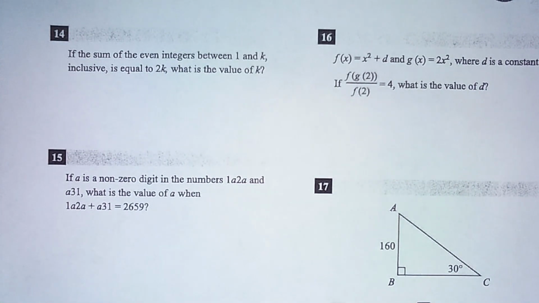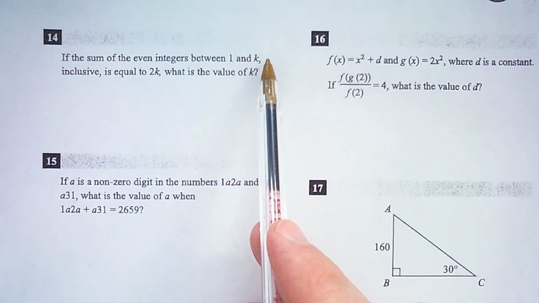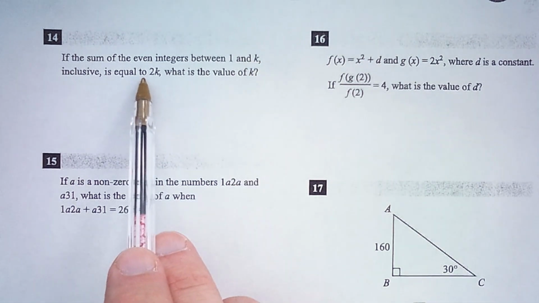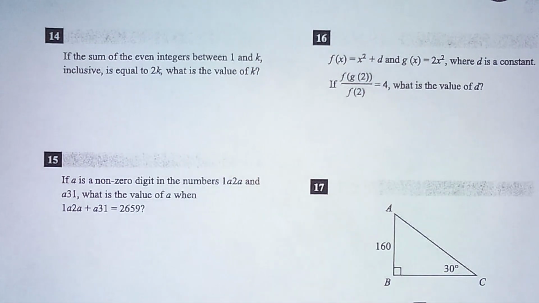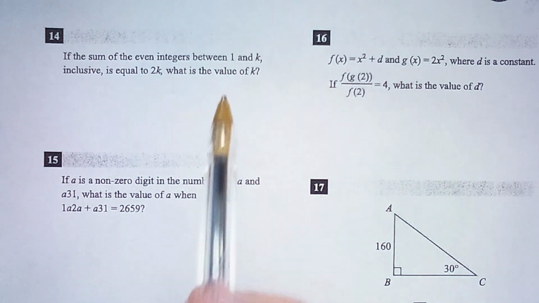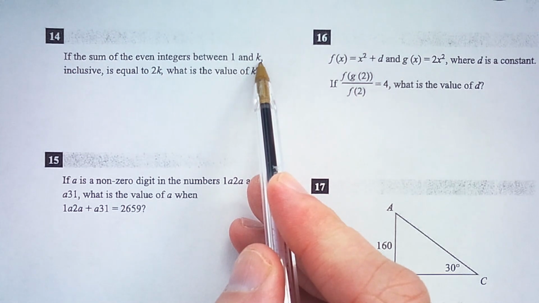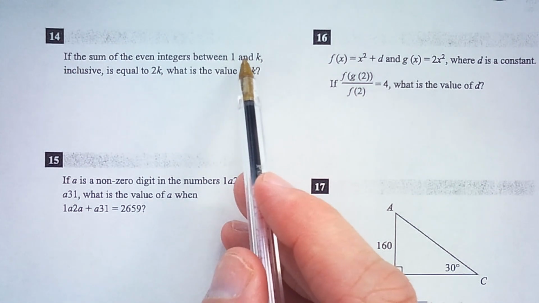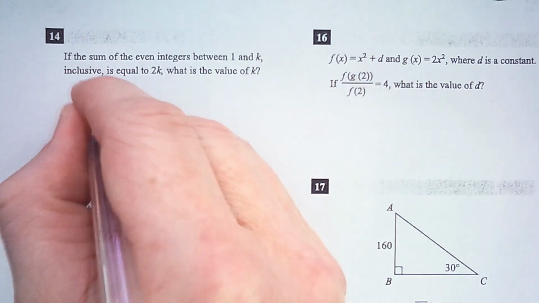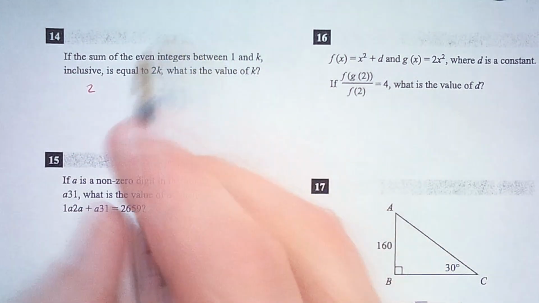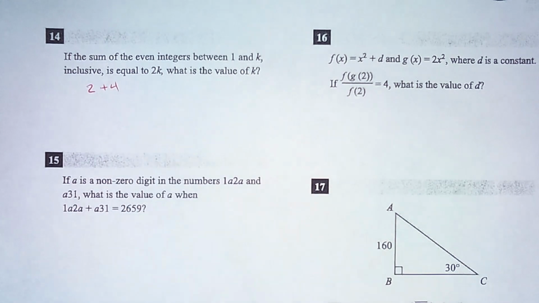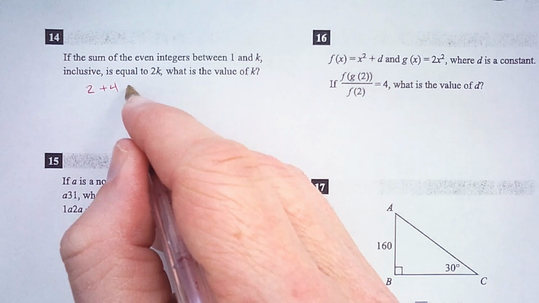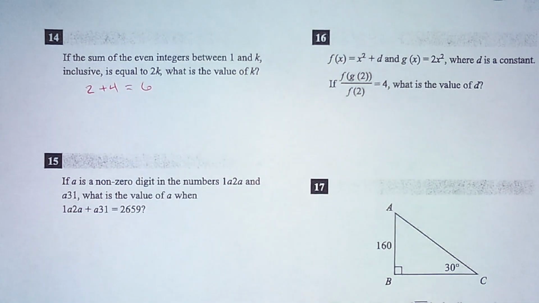If the sum of the even integers between 1 and k inclusive, so that means it includes 1 and it includes k, is equal to 2k, what is the value of k? Okay, so the lowest even number between 1 and anything is going to be 2. Okay, 1's not an even number, so we go to 2. So the sum of the even numbers, so let's say we add 2 and 4. Okay, so 2 and 4 are two even numbers. I will add those together and get 6.